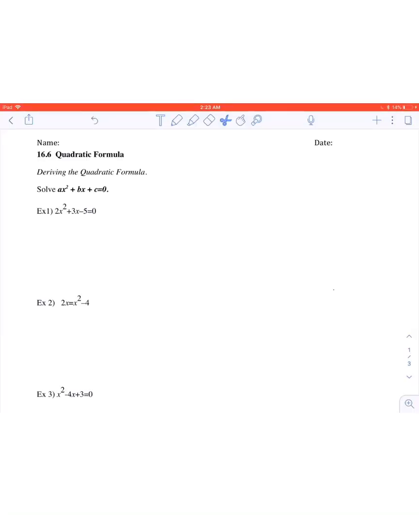16.6 Quadratic Formula. This lesson is going to conclude the whole unit about solving quadratic equations, and the quadratic formula will help you solve any of the quadratic equations that you are not able to solve using other methods. So here's the quadratic formula that you are going to use.